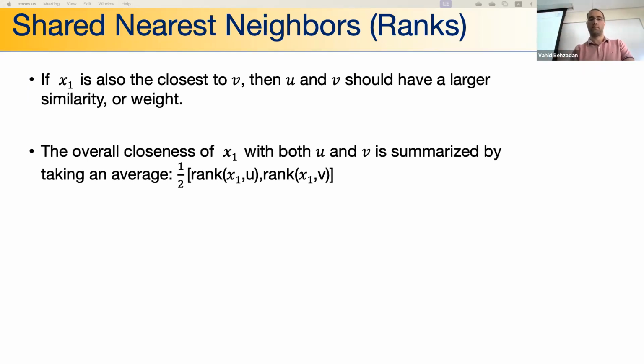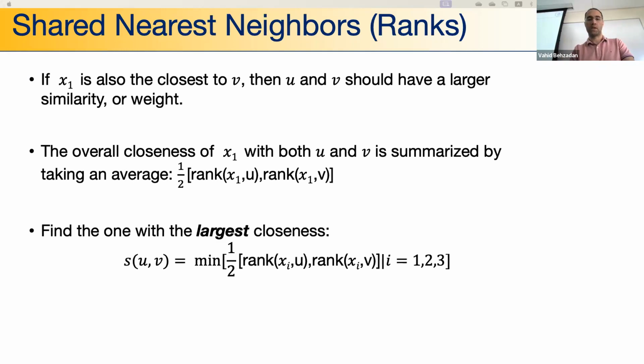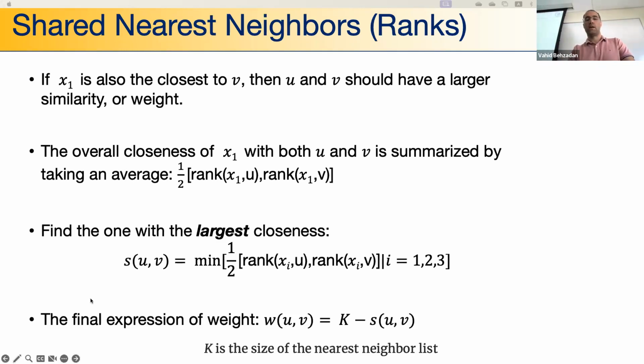the average of that distance. So now you just basically calculate the weight as K. K is the size of the nearest neighbor list. So you have 3 neighbors. You subtract this weight, and then you assign the rest to the edge between U and V.